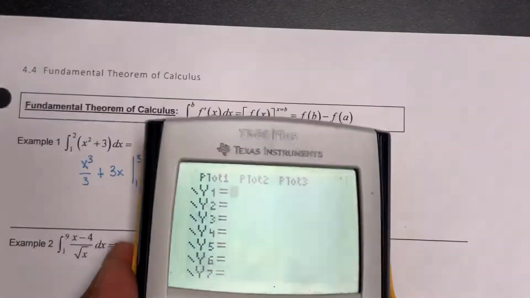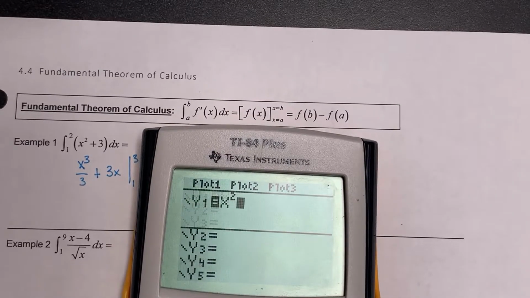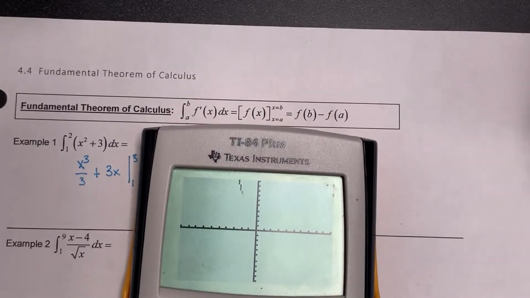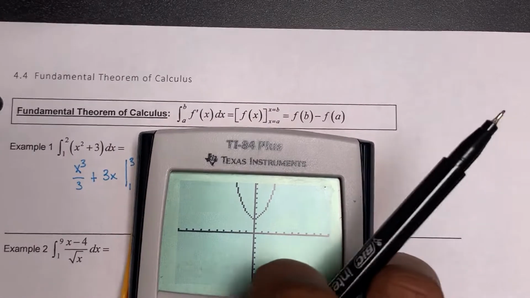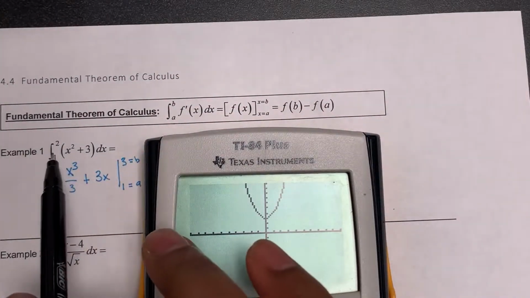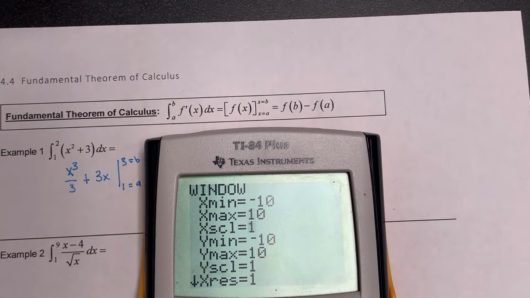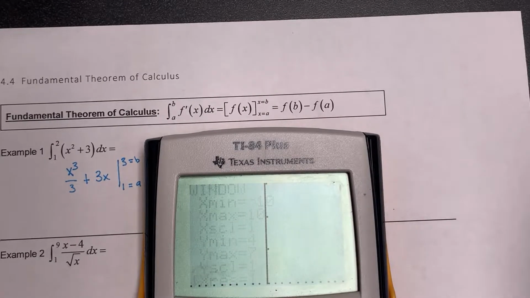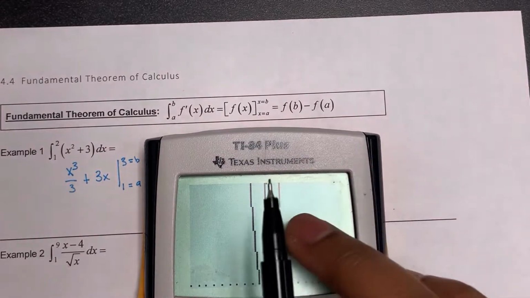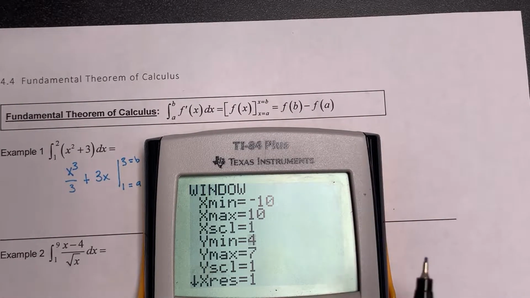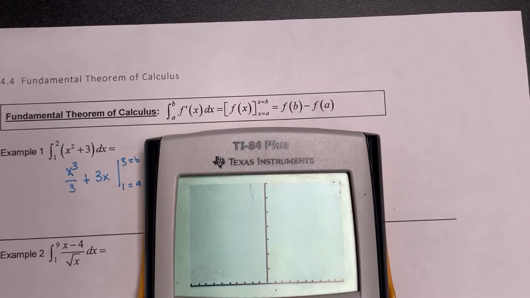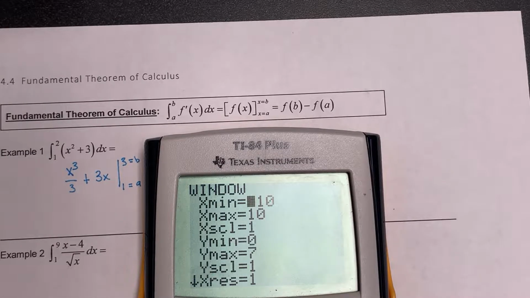All right. So let's graph this function x squared plus 3. And our limits were from 1 to 2, so from 4 to 7. So let's set our window so we can see what's happening. Let's go 0 to 7. And actually, let's change the limits from 0 to 3.